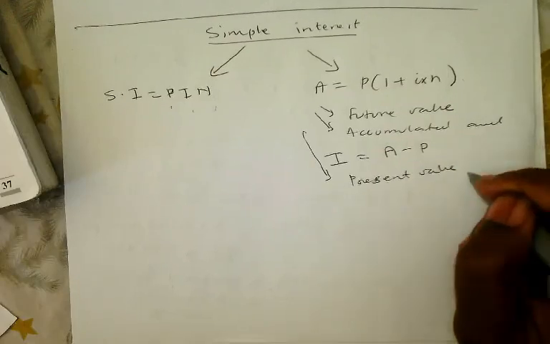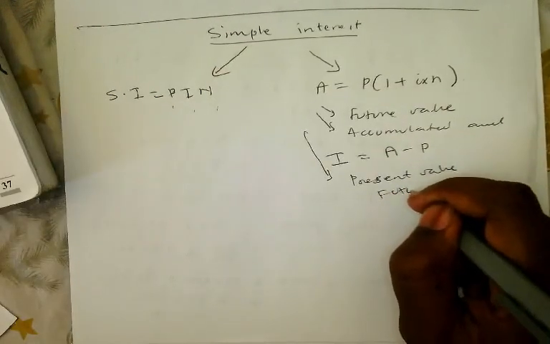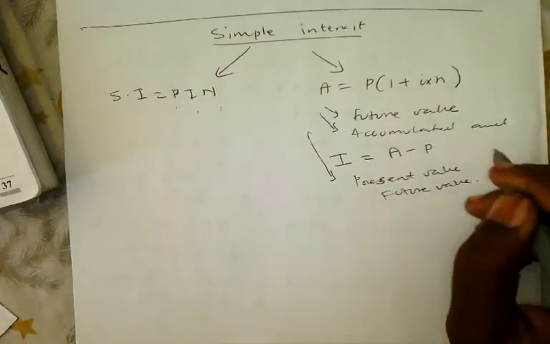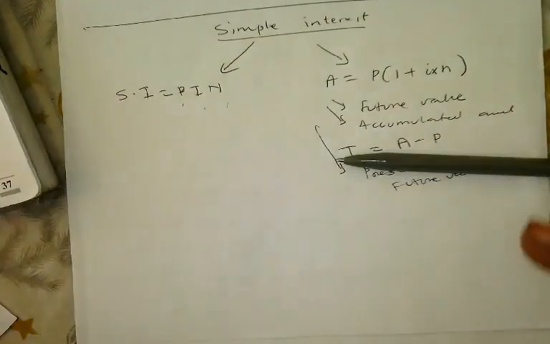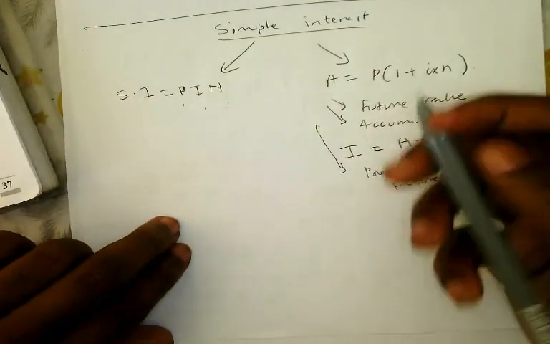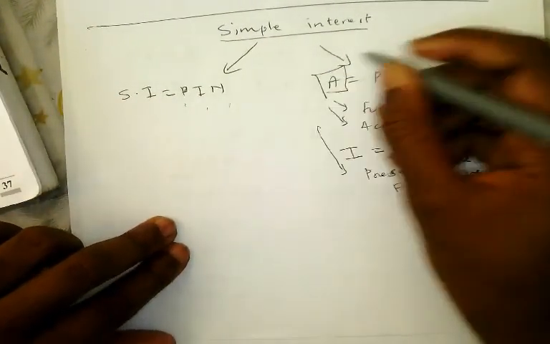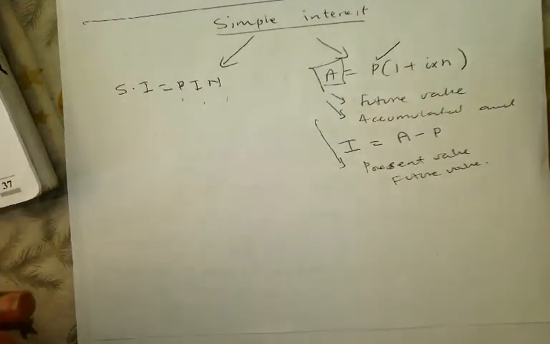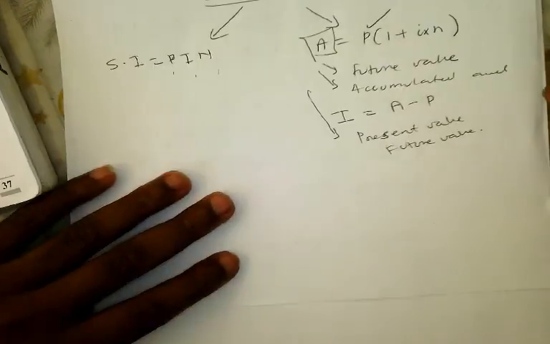If they tell you that this person invested a certain amount of money for 4 years and he later got 20,000, how much did he or she initially invest? So you see, they gave you this amount, you will have to calculate that in that instance. Are we all clear, guys? All right, let's do some questions.